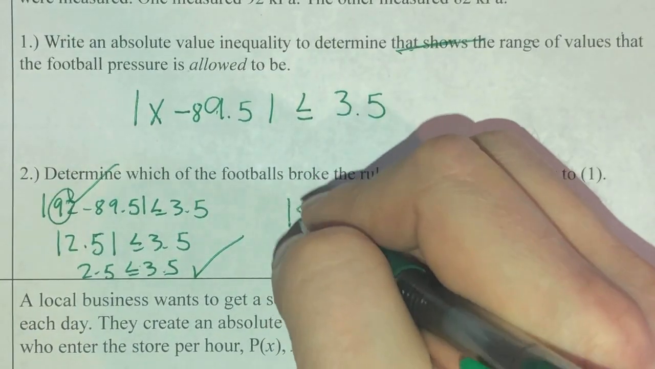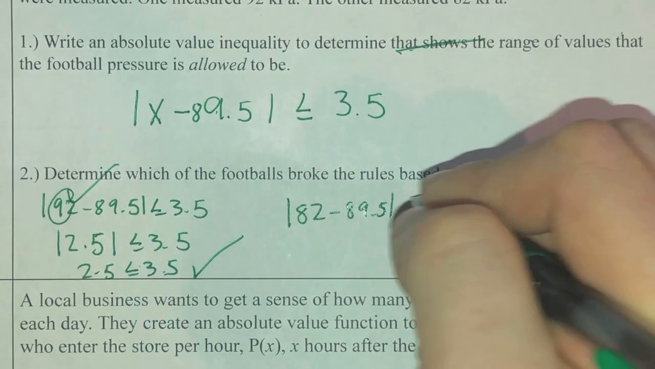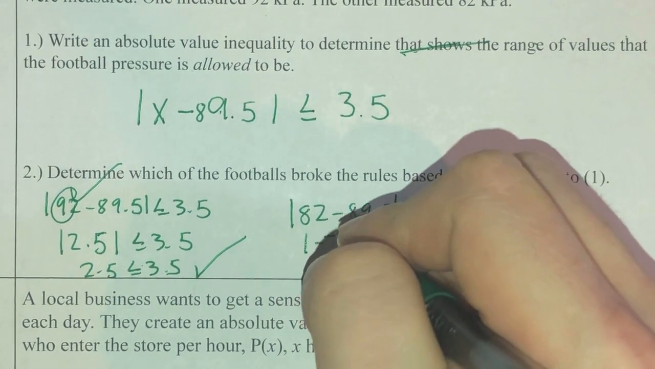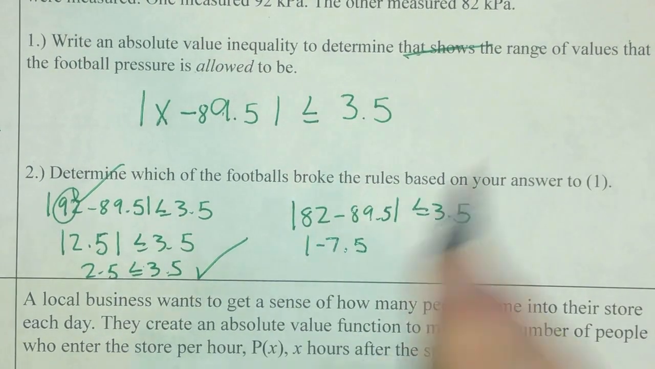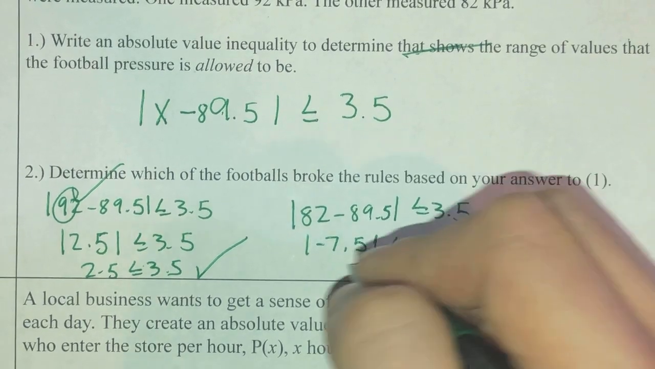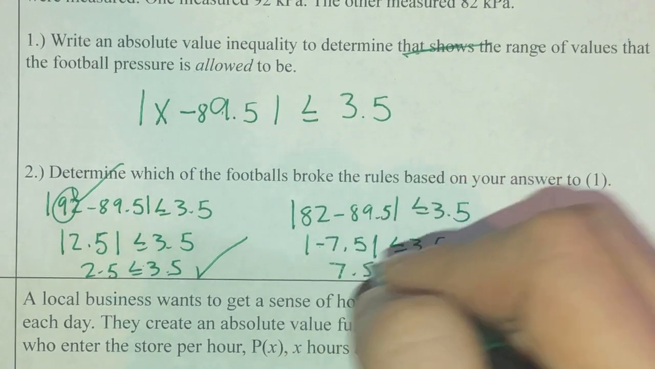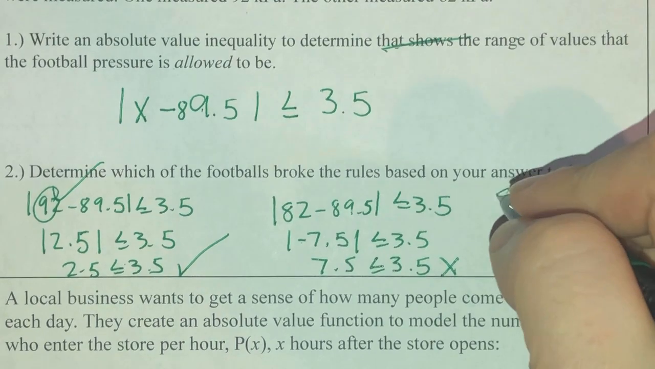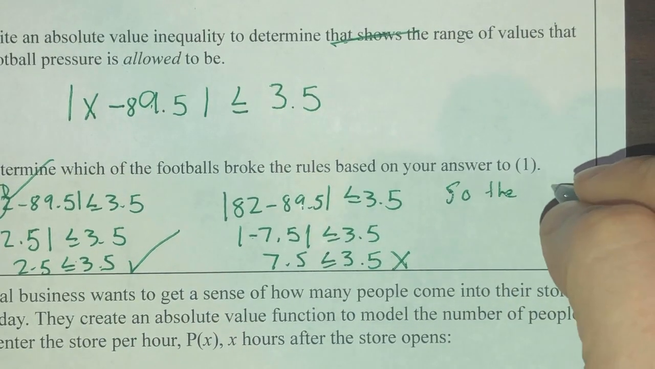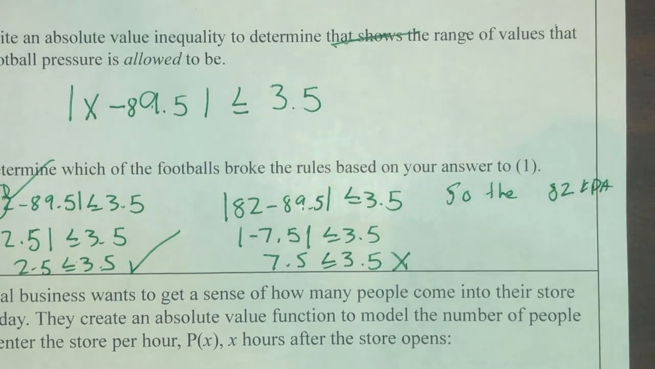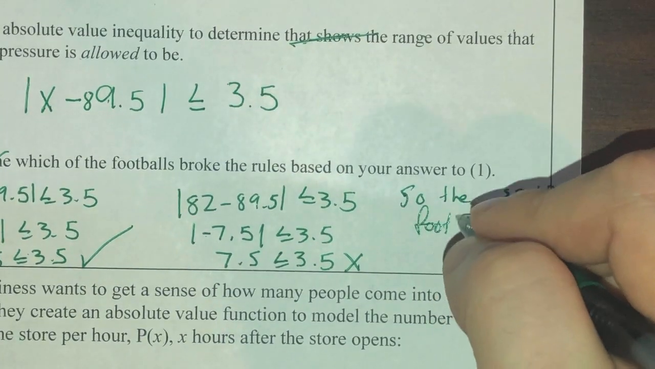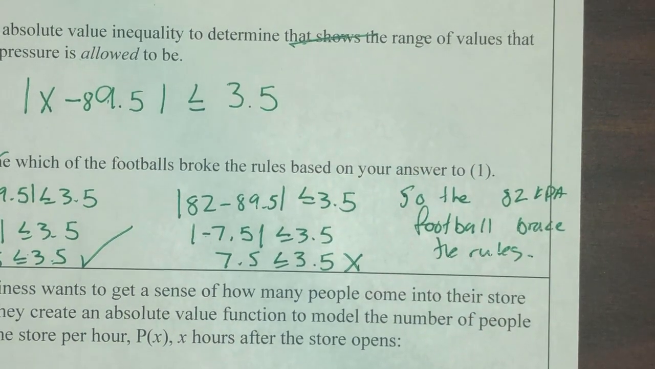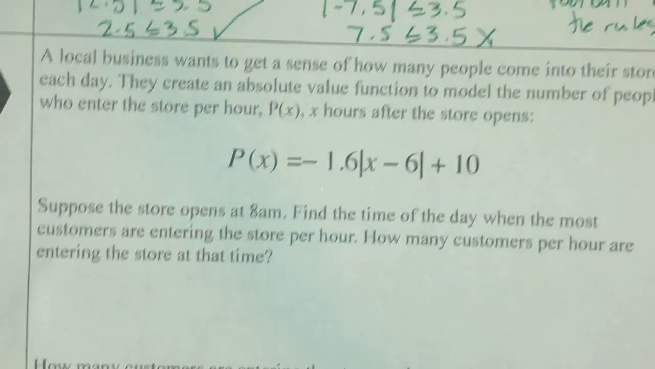Okay, 82. 82 minus 89.5 is less than, so if it makes it true, it's good. If it makes it false, it's not. Do the subtraction. I get negative 7.5, right? What's the absolute value of negative 7.5? It's 7.5. Is 7.5 less than 3.5? It is not. So the 82 kilopascal football broke the rules. Okay? Great. All right, last one.